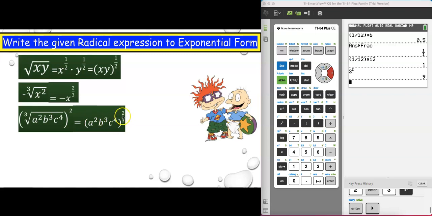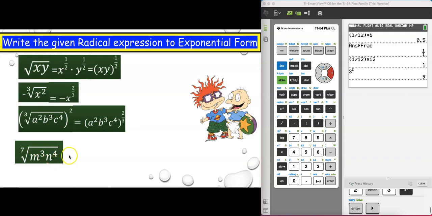Could you distribute or multiply your exponents together? Yeah, I can multiply the 2/3 times the 4, the 2/3 times the 3, the 2/3 times the 2, and I could get another written expression that would still be equal to the same thing. All right, and one more example here. We've got the 7th root of m to the 3rd power times n to the 4th power. So how do you handle that?